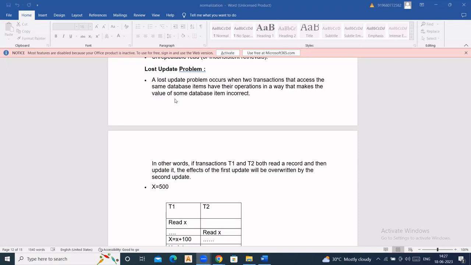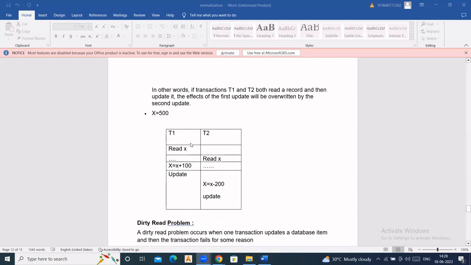Then what happened? While depositing, it took some time. When my brother tried to get the amount, he found the proper amount was not there. So that is what a lost update is. I have updated, but he didn't get the updated value. So that is the problem known as lost update.